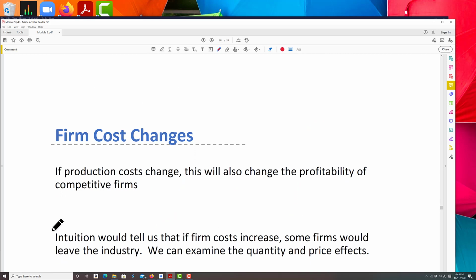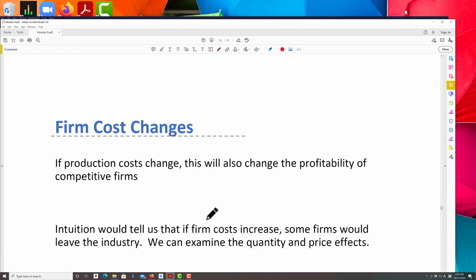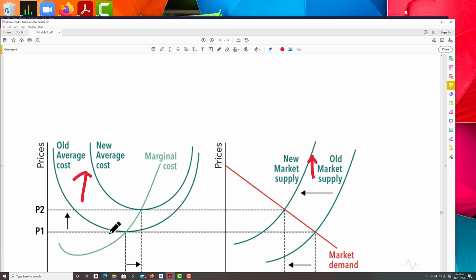Next, consider the impact of the changes in input costs. If firms' production cost increases, some of the firms will leave the industry. So let's consider the impact of an increase in input costs. Initially, long-run equilibrium is attained at the bottom of average cost right here, and suppose these firms are importing resources, rare earth minerals from China, and their input prices are going up.